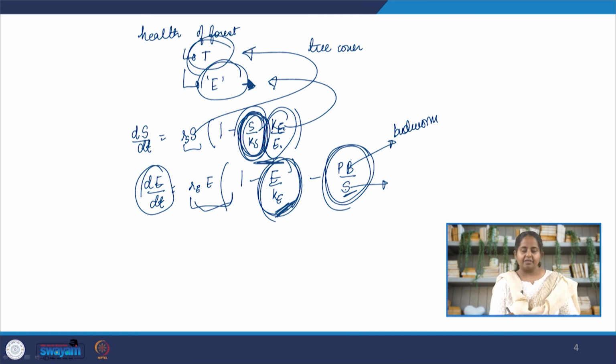And in the next class, we are going to go in detail about this model. We are going to look at the kind of bifurcation this model has, and we are going to interpret it and understand what this model tells us about the health of the forest, its relationship with the spruce tree cover, and the amount of insects.